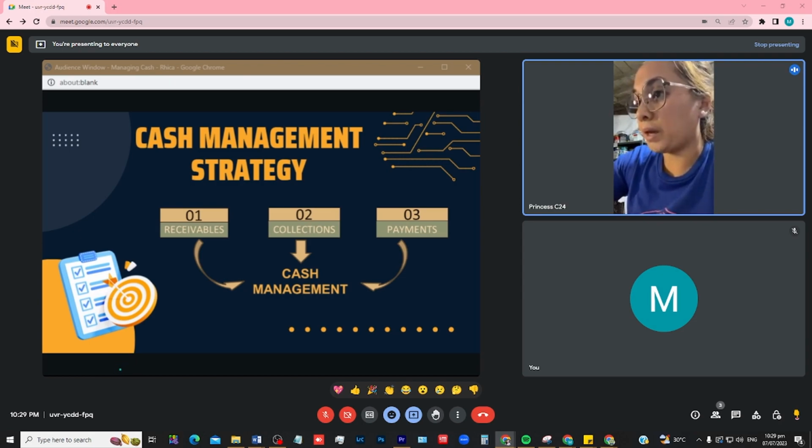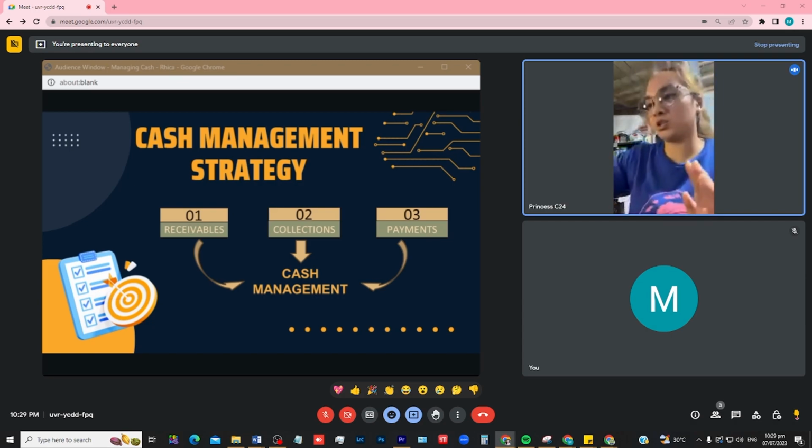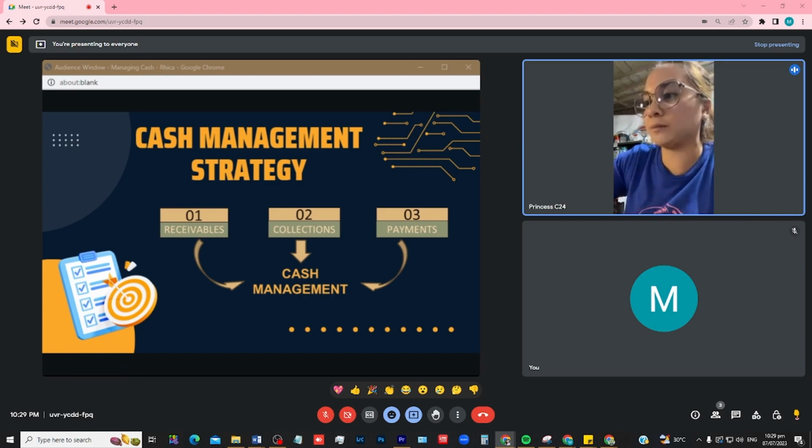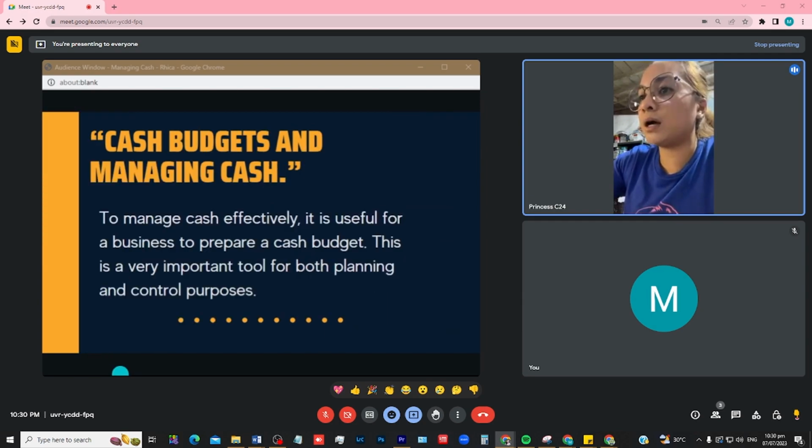Next is payments. Payment management is a process that involves reviewing supplier invoices, confirming or challenging the listed details or pricing. Next is capitalizing on opportunities for obtaining discounted pricing, such as early payment. Next slide, receivable management.